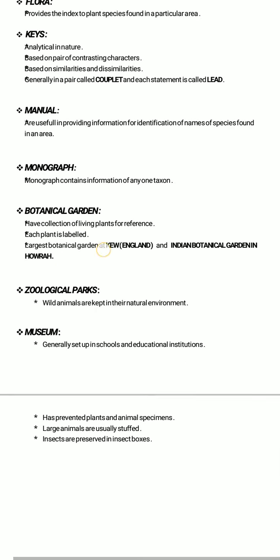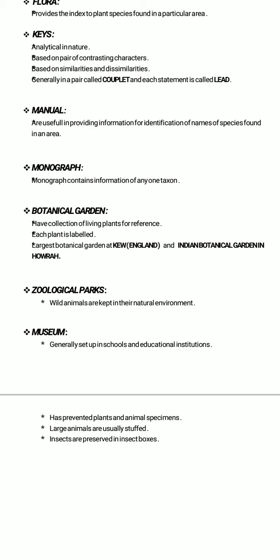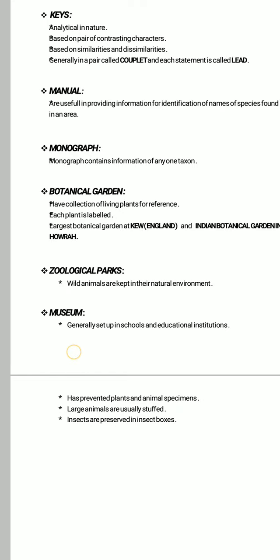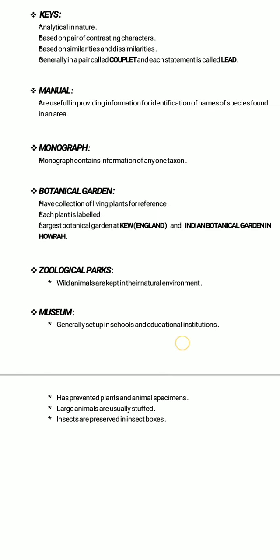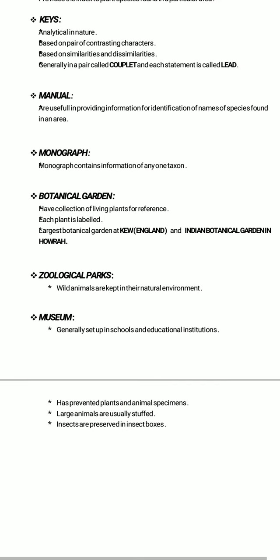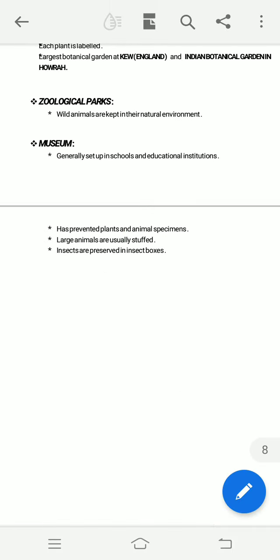Then zoological parks. Zoological parks mean the wild animals are kept in their natural environment. Then museum. It is generally set up in schools and also educational institutions. It has prevented plant and animal specimens from extinction, and also preserved them.